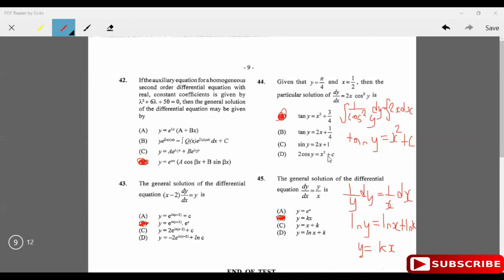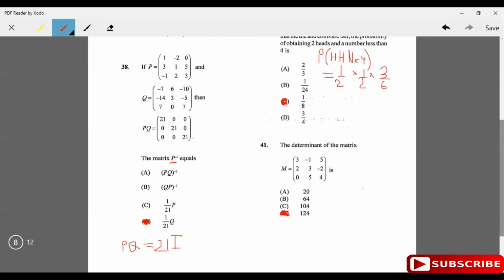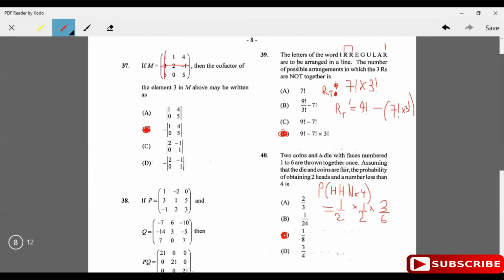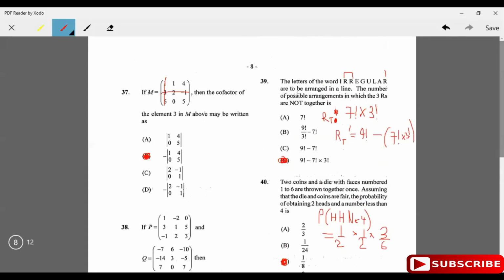Sir, number 39, could you please go over that again? The answer that I got was B. Sir, why do you get y equals kx? Sometimes in the answer sheets, when they type it up, there's a typographical error. That happens a lot of the time.